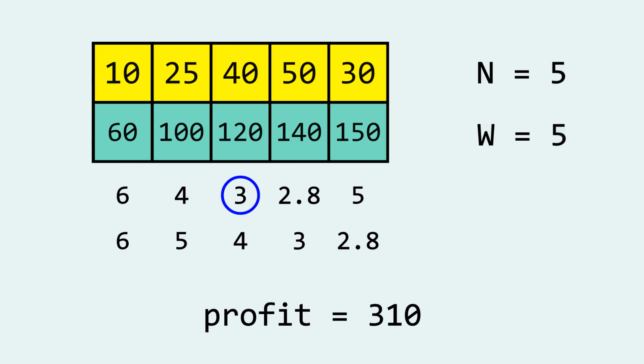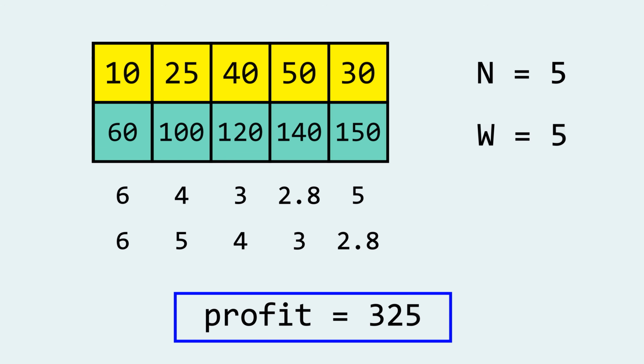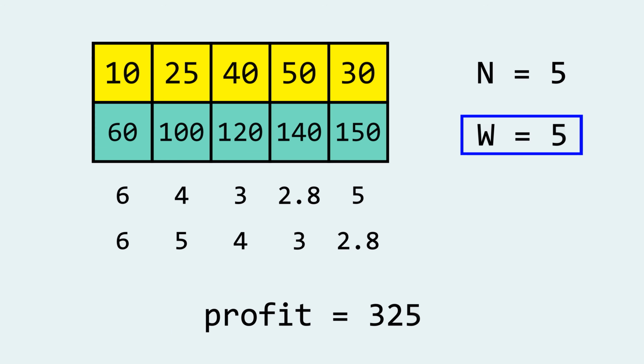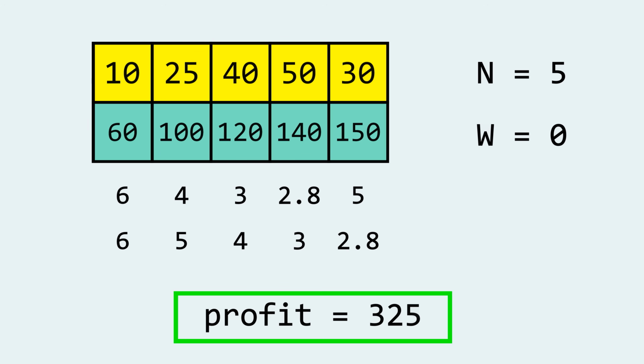However, we only have 5 units of capacity left, so we can only take a fraction of this item. Since the ratio is 3, the profit for 5 units of weight will be 15. So we add 15 to our total profit, and now the bag is full with 0 capacity remaining. At this point, we stop the algorithm and the final profit we obtain is the maximum possible for this example. And that's how we solve the fractional knapsack problem using the greedy approach.